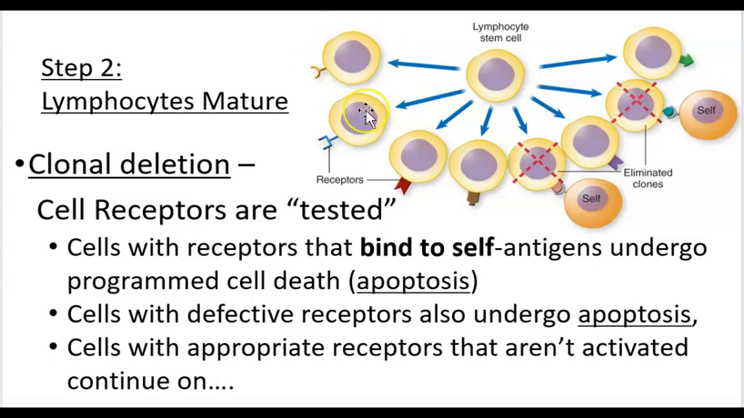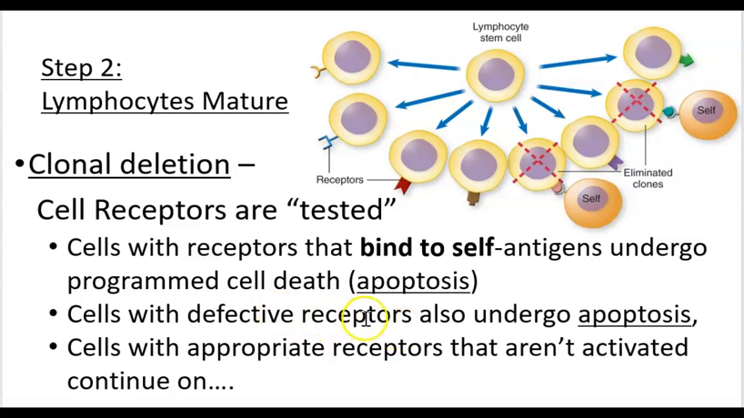And if you think about it, you've got all of these cells out there, each of them with a unique receptor on the surface. Well, some of those receptors are going to be able to bind to self. We don't want those cells going out into circulation, so those cells are going to undergo what's known as programmed cell death, or apoptosis right here. So if you stick to me, I want to get rid of you before I send you out to patrol my neighborhoods. And so we get rid of these cells with receptors that bind to self as these lymphocytes are going through this maturation process.